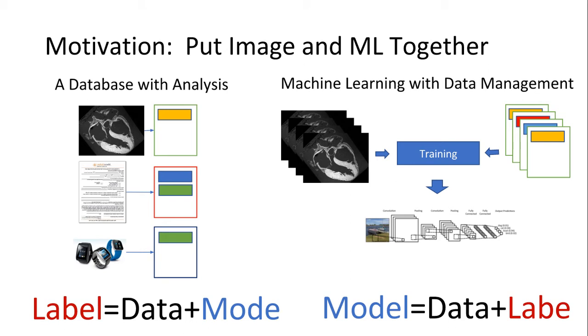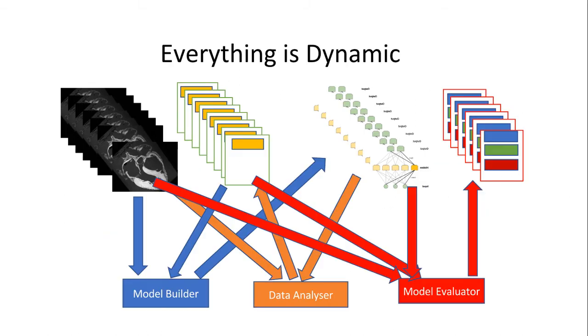So our motivation is really to put the data management of the training data and the machine learning together. So we build a big data warehouse to manage both. From the data perspective, if you have the data, you have the model, you can predict the label. And from the machine learning perspective, if you have the data and the label, you can also train your model. So then this becomes a chicken and egg problem. You never know which goes first, which goes second.